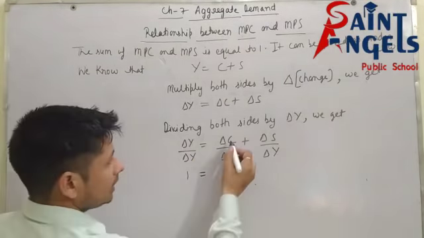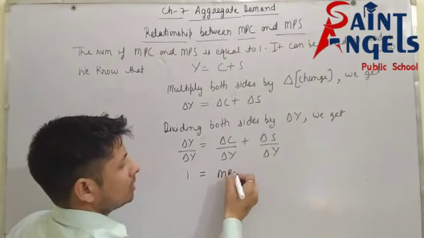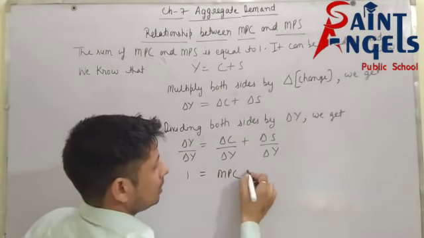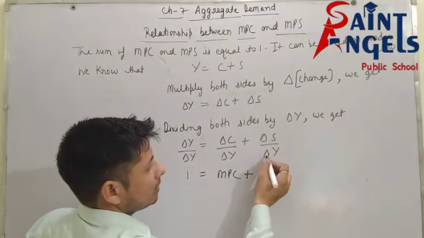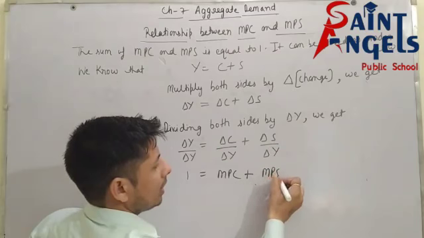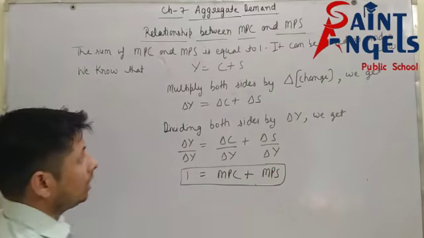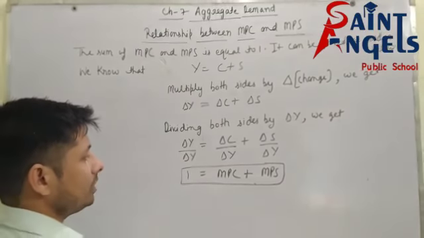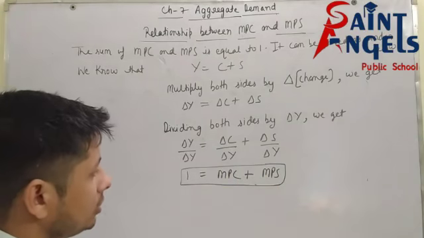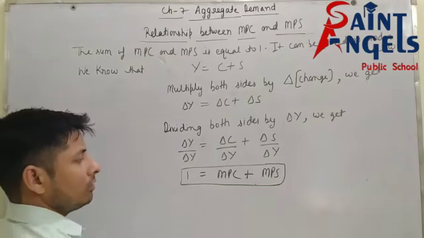See, delta c divided by delta y, meaning change in consumption divided by change in income, is MPC, plus change in saving divided by delta y, meaning change in income, is MPS. Now this is the relationship between MPC and MPS: the value of MPC plus the value of MPS is equal to 1.